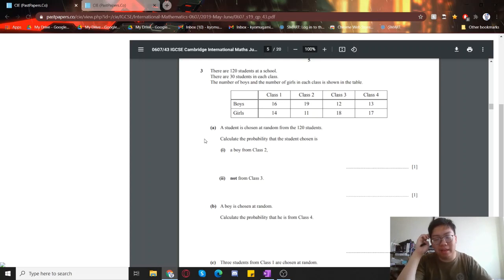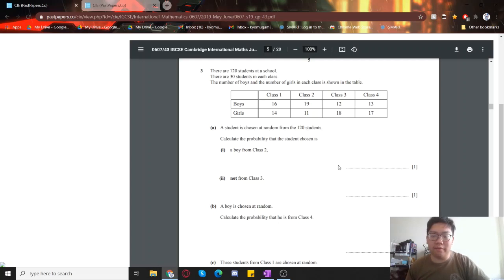A boy from class 2. So okay, for all the 120 students, I'll just read off the information they give us. That's 19 out of a whole 120 students. Yeah, that's it. Not from class 3, so anyone that is not in class 3.